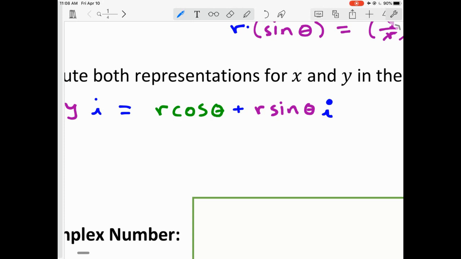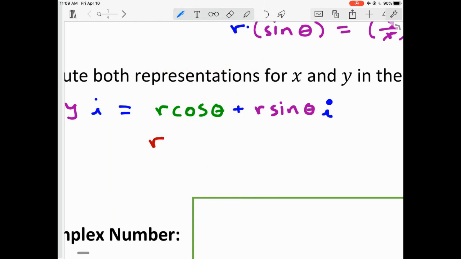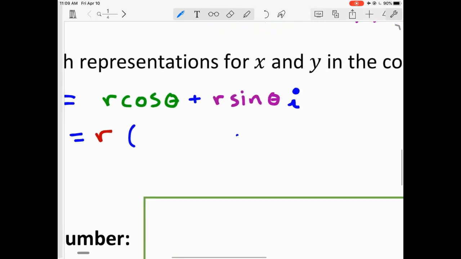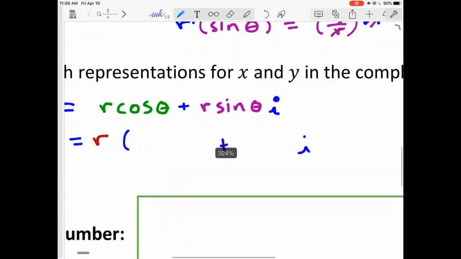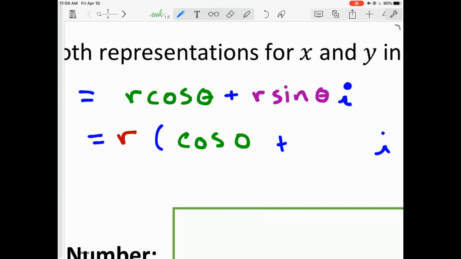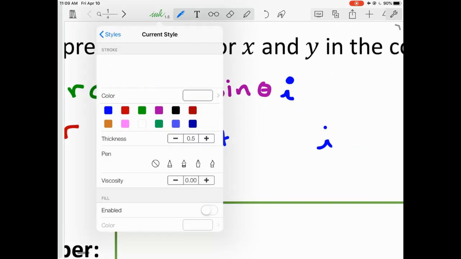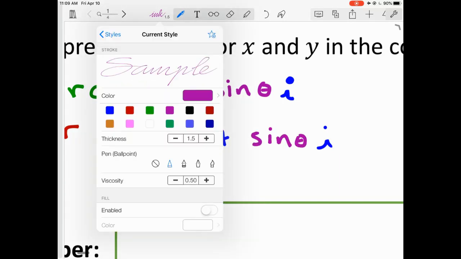We can simplify one thing real quick. Notice r is in both terms, therefore we can factor it. So let's factor r, I'll do that in red, out of both terms. So we should end up with r times cosine theta plus sine theta, and then i.